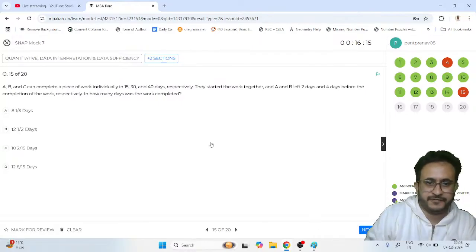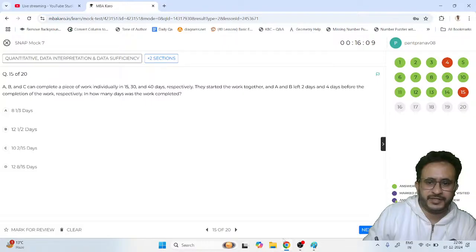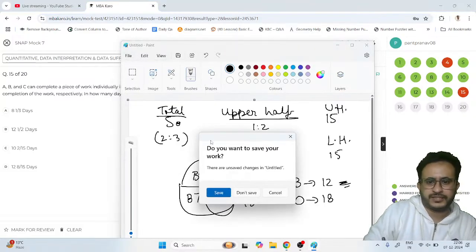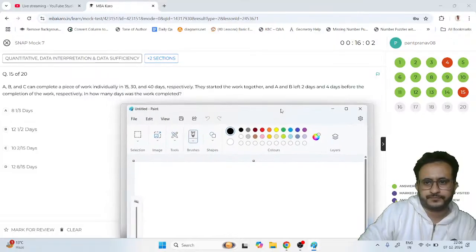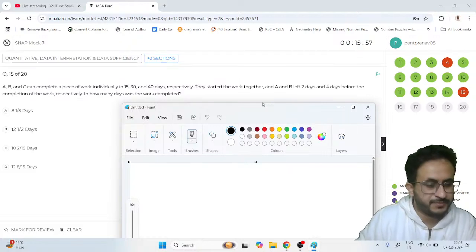ABC can complete in 15, 30, 40 days. They started the work together. A and B left 2 days and 4 days before the completion of the work. How many days were the work completed? Okay, so doable one. So let's do this. Okay, so once we have 10 minutes left, we'll go back to the reasoning part.